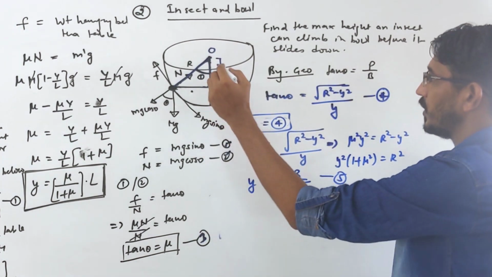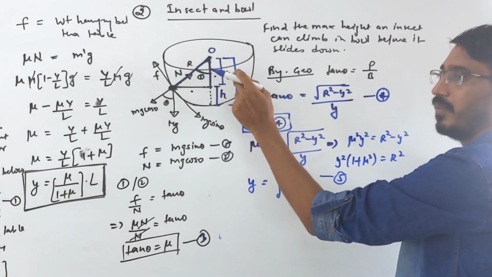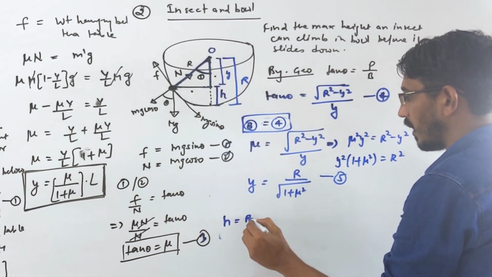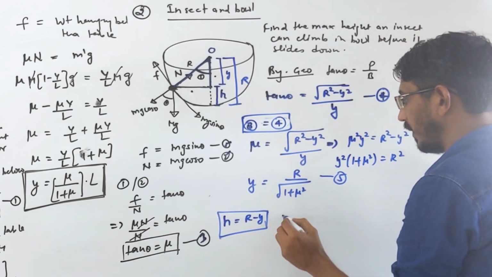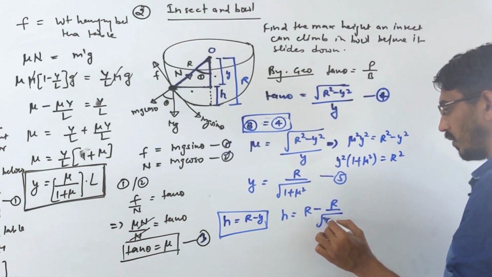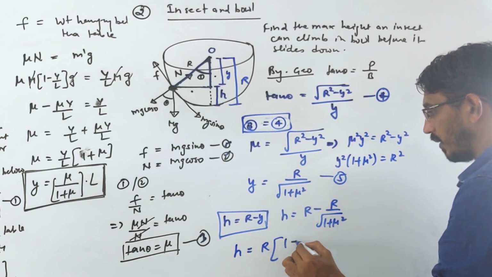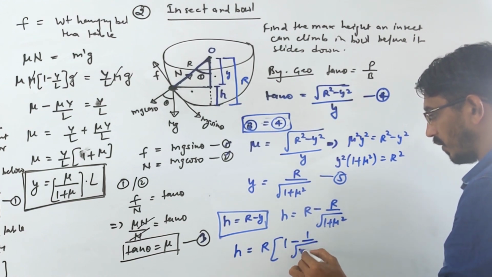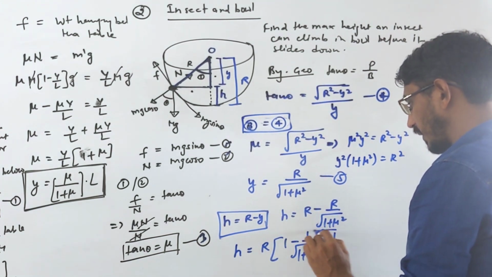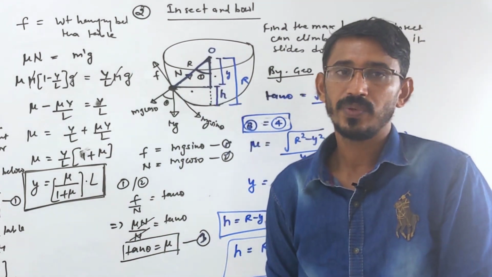Now we have to find h. So if you see in this figure, this is the total r. So h is what? Simply, r is first h plus y. We have to calculate h, which is r minus y. So from geometry again, h is nothing but r minus y. This is the last step we are doing. So h is equal to r minus y, which is r minus r upon root of 1 plus mu square. So you see h is nothing but r, you take common, (1 minus 1 by root of 1 plus mu square). Correct. So that's your height, the maximum height an insect can walk in a bowl before sliding.